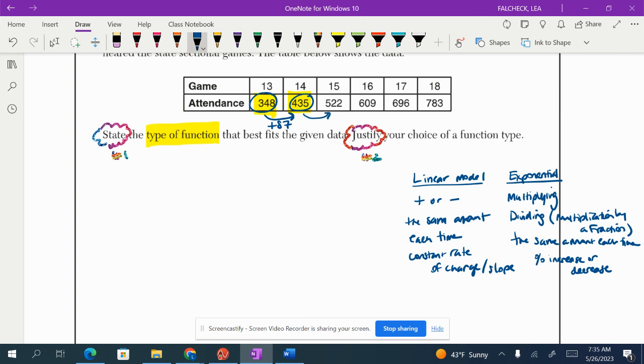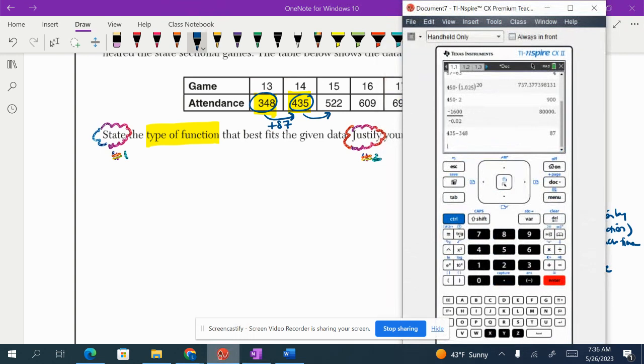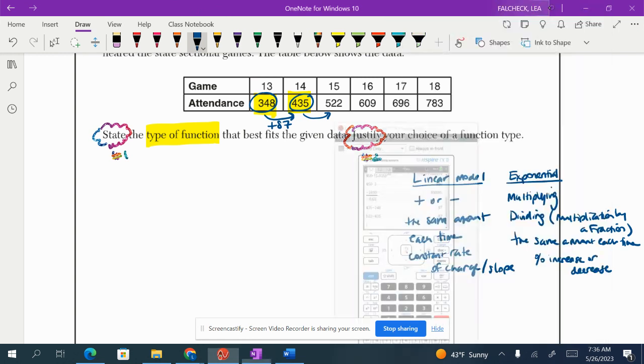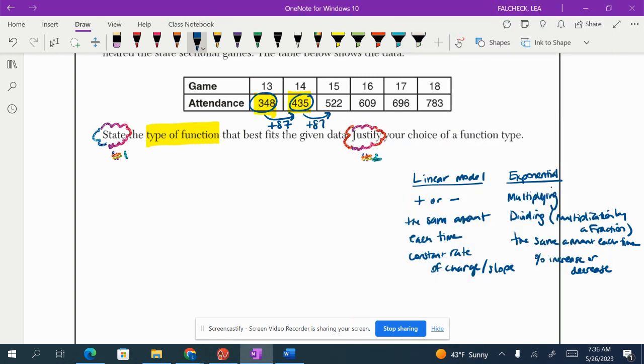Now let's see how we get from 435 to 522. You would use the same method. You would take the third number and subtract the second. Oh, and we got 87. Okay, so we added 87 to 435 to get 522. It looks like we're going to have the same number each time that we're adding. We're adding a constant amount.